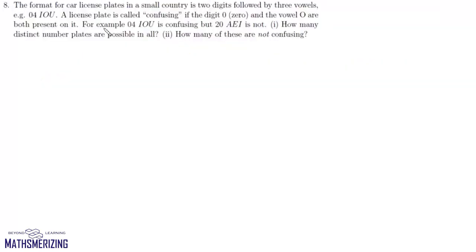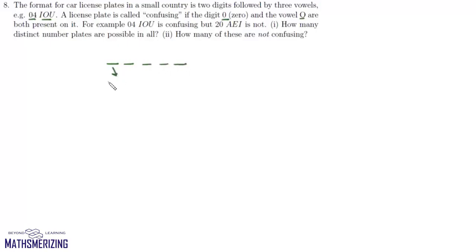Question number 8 is, the format for car license plate in a small country is 2 digits followed by 3 vowels. That is 04 IOU. Now if the digit 0 and vowel O, they are both present on it, then we say the license plate is confusing. Now first question is, how many distinct number plates are possible in all? So we have 5 places.